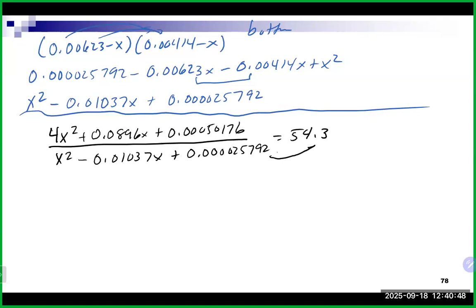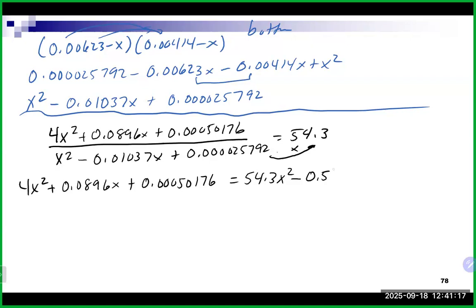We're obviously at this point going to multiply what's on the bottom to the other side. Everything on top was not touched, so I'm just going to recopy the top just the way it was: 4x squared plus 0.0896x plus 0.000500176. Taking 54.3 times each of those will give us 54.3x squared minus 0.56309x plus 0.001401.